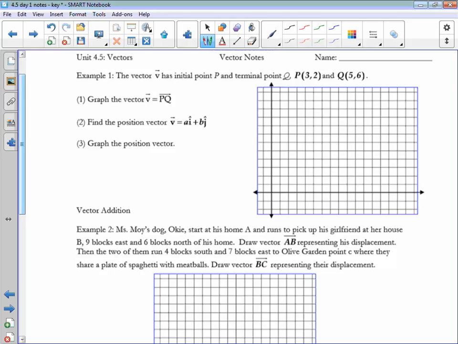All right, guys, so we have a new vector here, vector B. We have point P at 3, 2, point Q is at 5, 6. So I want you to go ahead and graph the vector PQ. So we'll plot our points here. Graphed it.